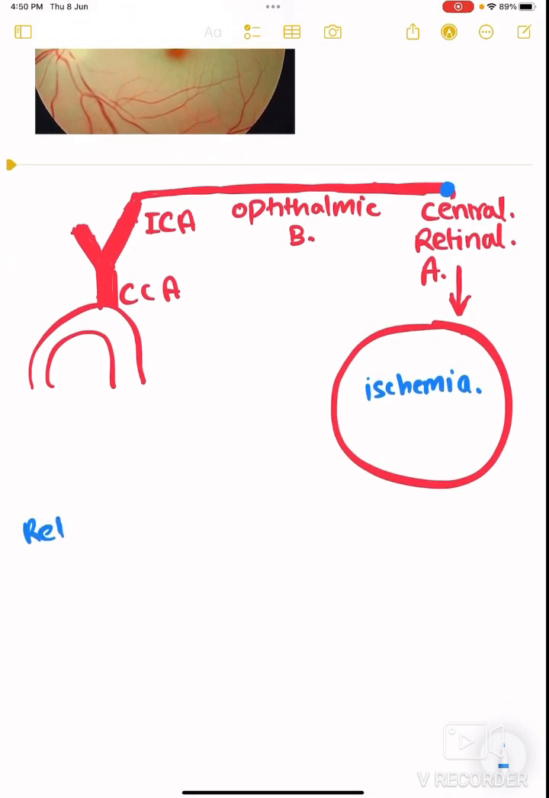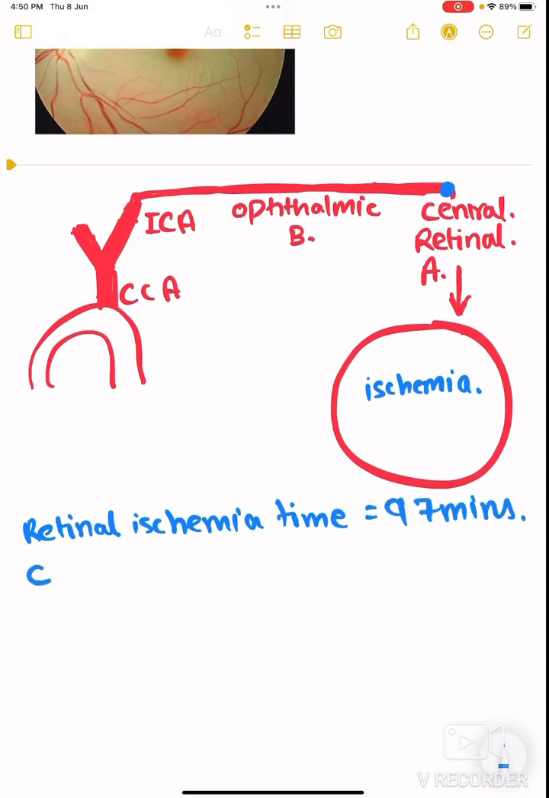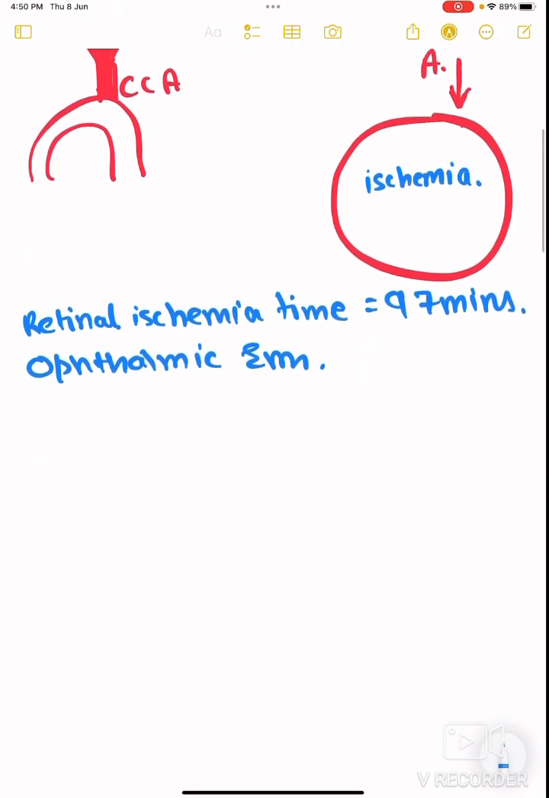What is the retinal ischemia time? The retinal ischemia time is 97 minutes. It is an ophthalmic emergency.